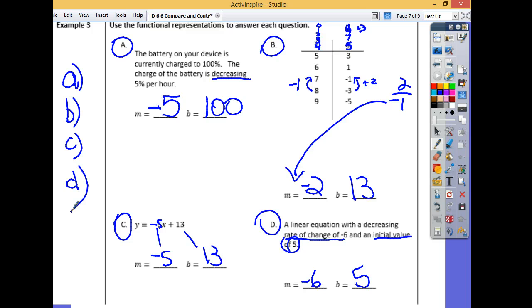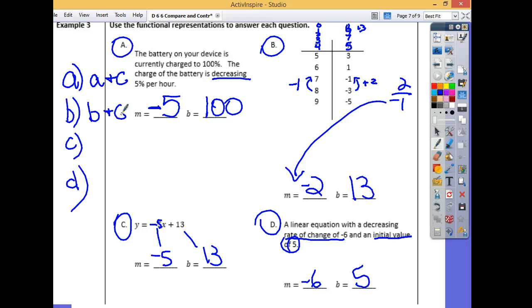Nice. Seeing all right answers. Which two have the same slope? A and C. B, which two have the same y-intercept? Whew, just flashing those answers. They are. It is B and C. How about C? Which representation has the lowest y-intercept? How low can you go?